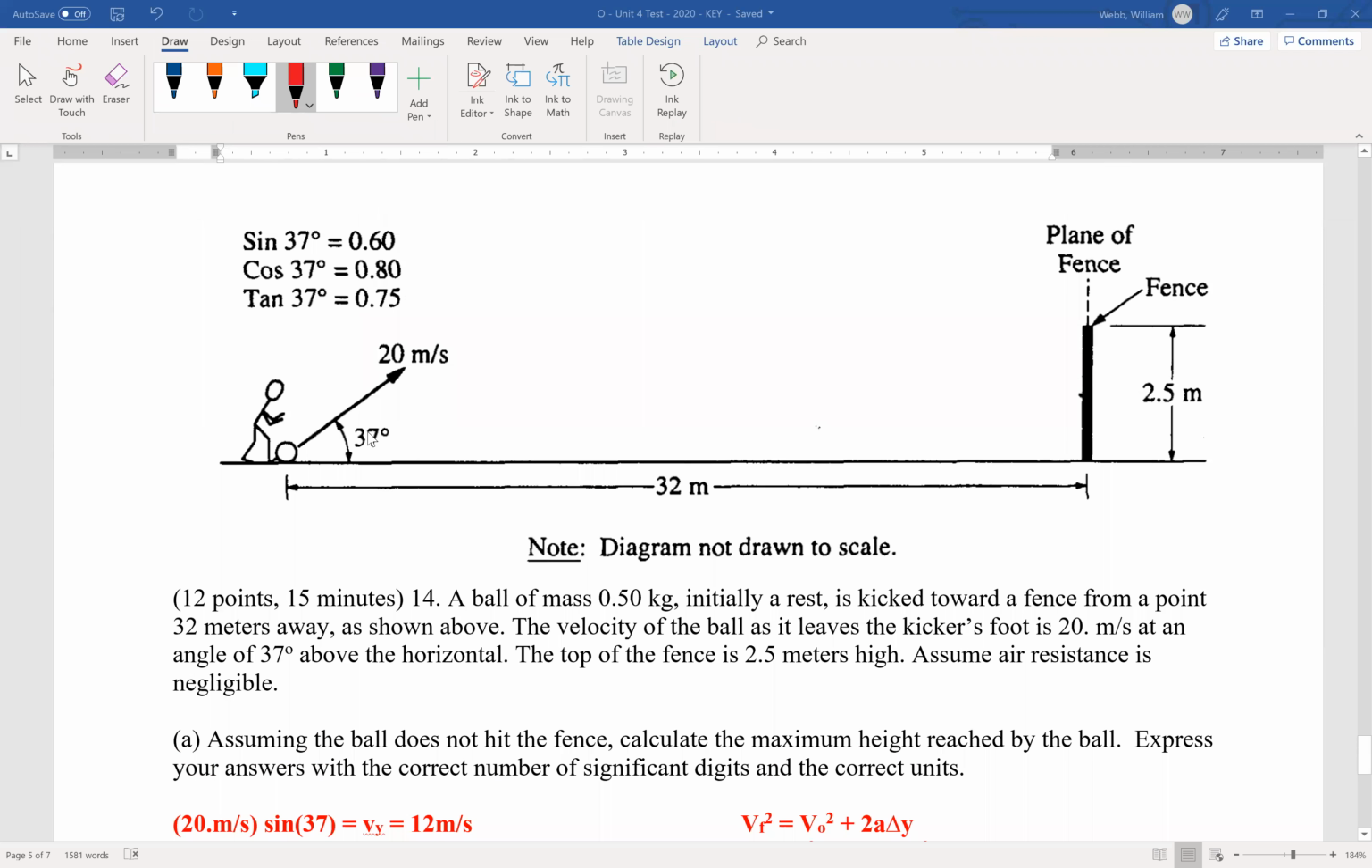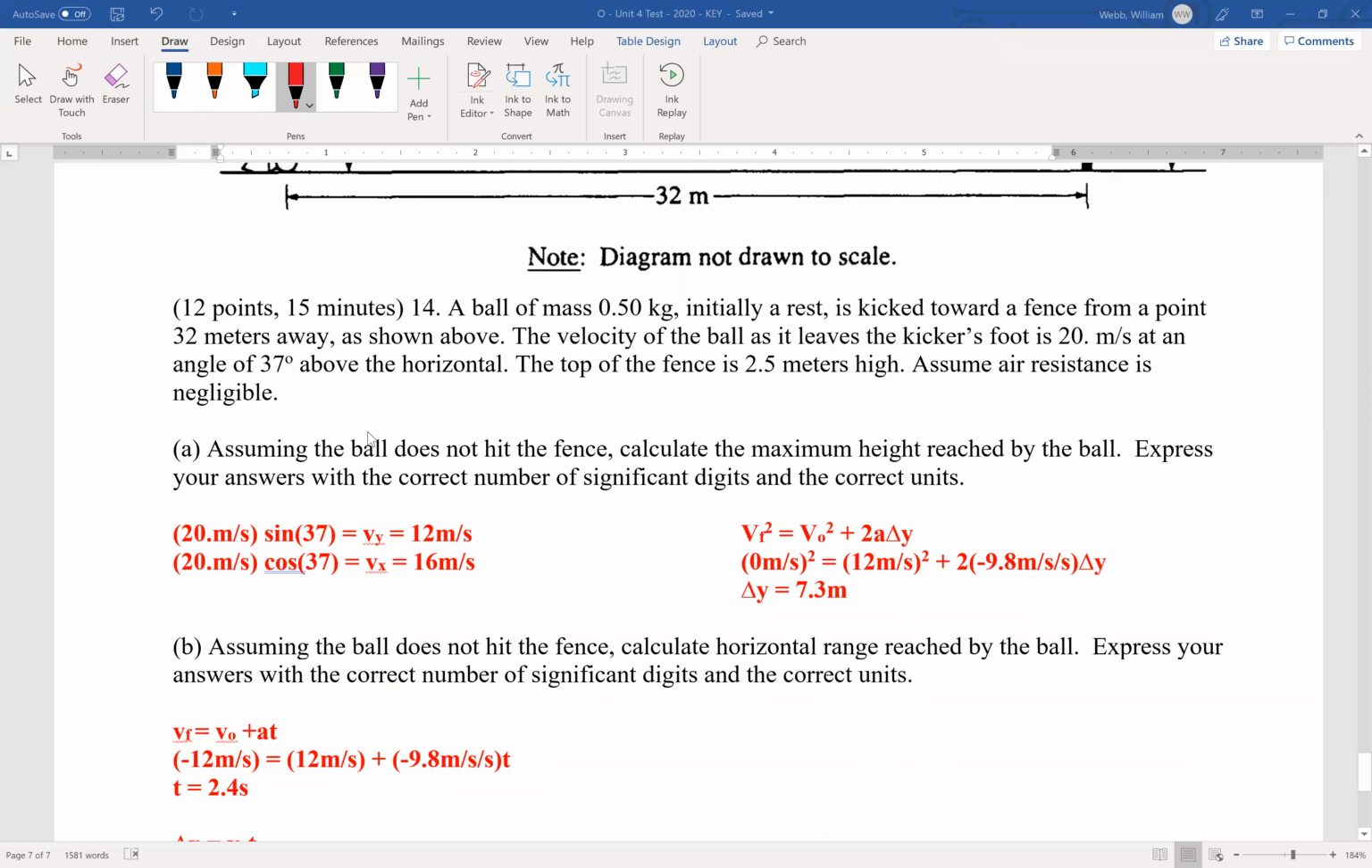So we've got our scenario here, our picture. A ball of mass 0.5 kilograms initially at rest is kicked toward a fence from a point 32 meters away as shown above. The velocity of the ball as it leaves the kicker's foot is 20 meters per second at an angle of 37 degrees above the horizontal. The top of the fence is 2.5 meters high. Assume air resistance is negligible. Assuming the ball does not hit the fence, calculate the maximum height reached by the ball. Express your answers with the correct number of sig digs in units.